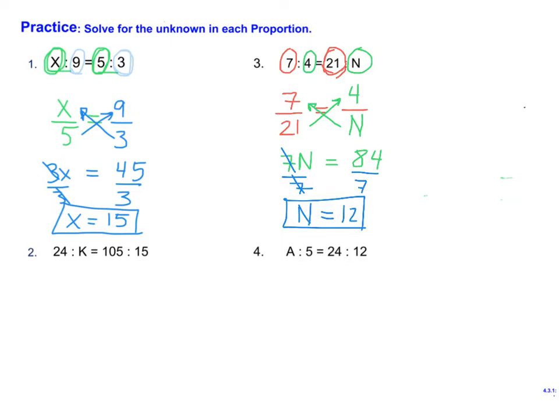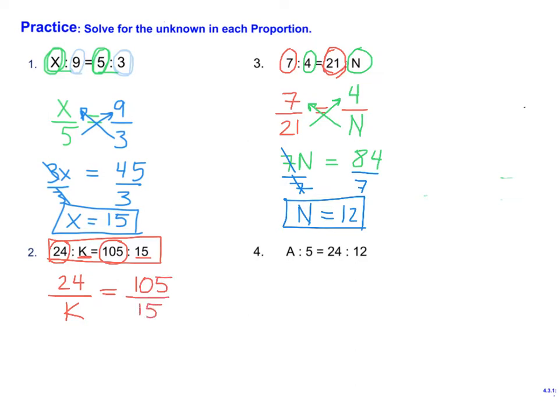But let's do these other 2 very quickly. I'm not going to show you how to do this 4 different ways. I'm just going to do it once. So let's take a look at the next question here. The next question has 24 to k is equal to 105 to 15. So let me write this just simple, basic. I'm going to write the first over the second is equal to the first over the second. So on the left, I'm going to write 24 over k is equal to 105 over 15.